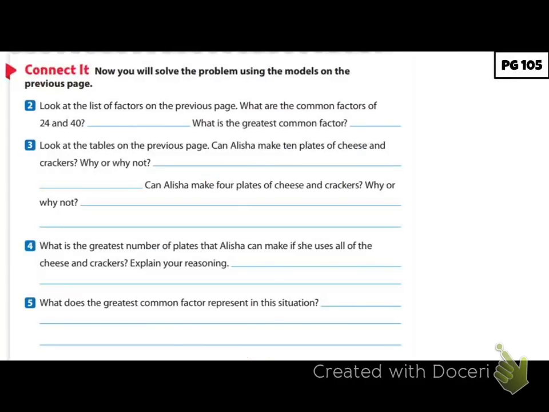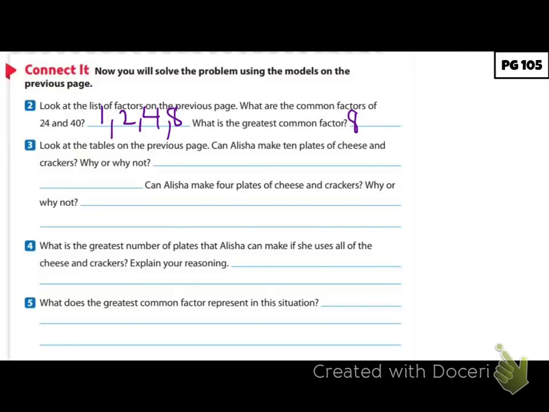So now let's use the Connect It and answer a few questions. So it says, look at the list of factors on the previous page. What are the common factors of 24 and 40? Well, we mentioned this earlier. It's 1, 2, 4, and 8. What is the greatest common factor? So what is the biggest out of all these? It's 8.